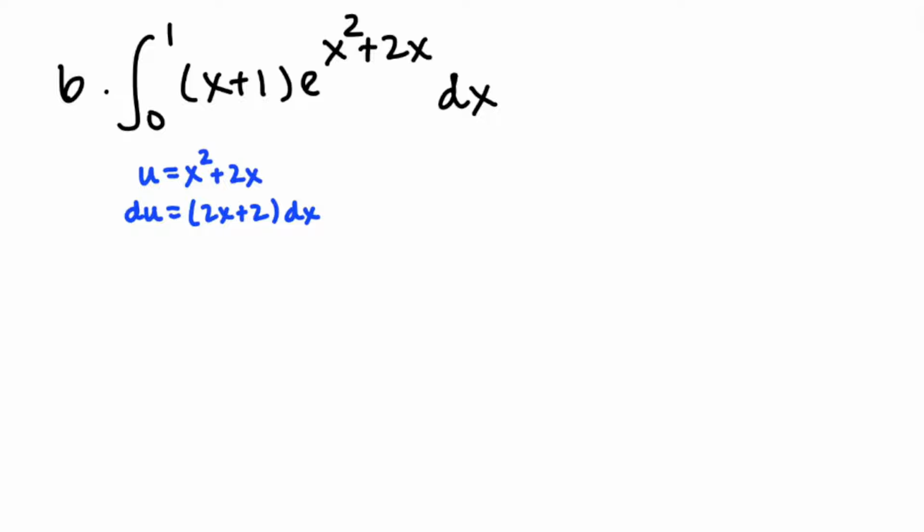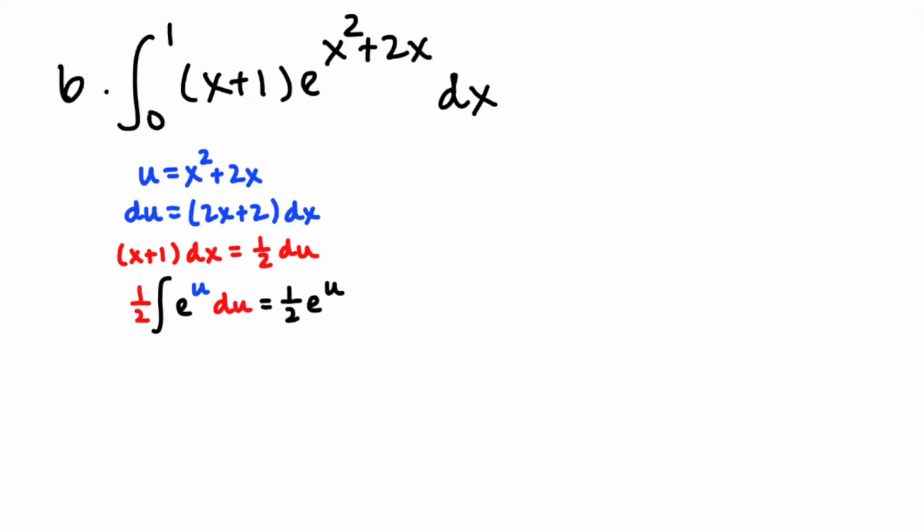Well, I don't quite have that. I have x plus 1 dx, so that would be half of du. And if I just multiplied 1/2 across the 2x plus 2, I would get 1x plus 1. Okay, and so I've got everything ready to anti-differentiate. I'm going to be anti-differentiating e to the u times 1/2 du. And so that's just going to be 1/2 e to the u.